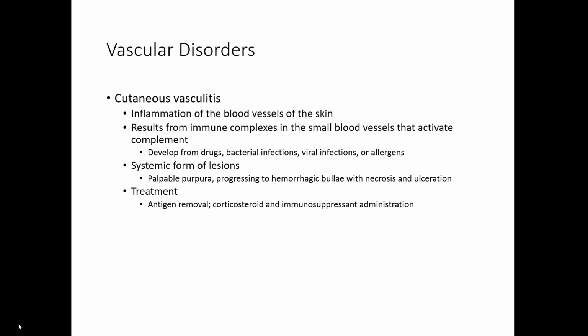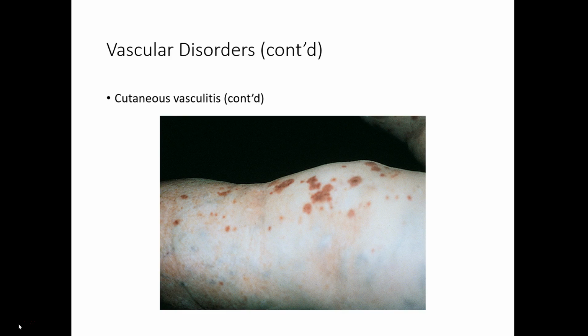Cutaneous vasculitis, inflammation of the blood vessels of the skin, and results from immune complexes in the small blood vessels that activate the complement. Developed from drugs, bacterial infections, viral infections, or allergens. Systemic forms of lesions, you get the palpable purpura, progressing to hemorrhagic bullae with necrosis and ulceration. Treatment, antigen removal, corticosteroid, and immunosuppressant administration. And this is the picture of the cutaneous vasculitis that we see.